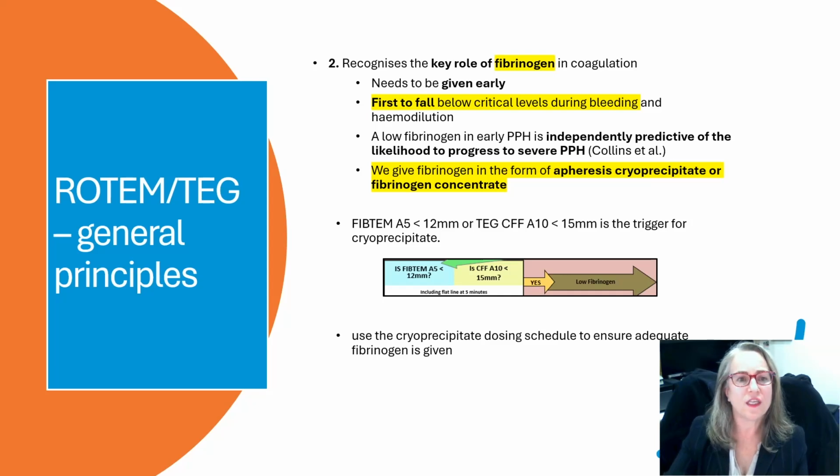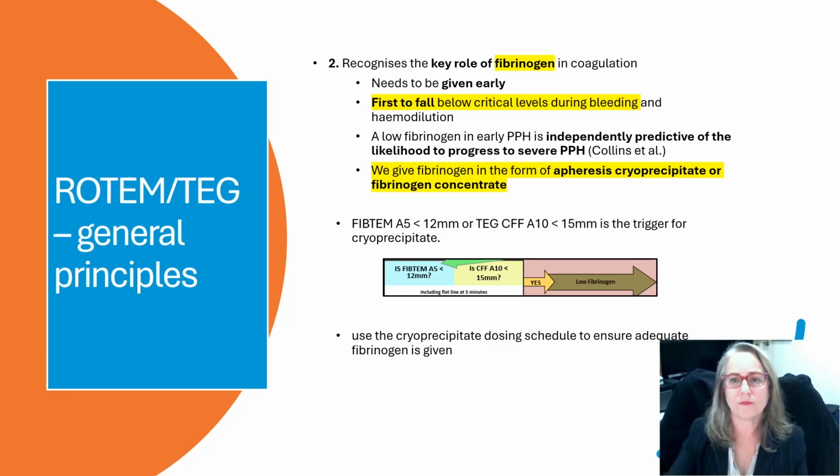So therefore, in summary of that, the general principle is that it recognises the key role of fibrinogen in coagulation, and fibrinogen falls first to critical levels during bleeding. So this is why we use goal-directed therapy. We know that fibrinogen falls first. A low fibrinogen in PPH is an independent predictor of your likelihood to have a severe PPH, and there's papers on that. And so we give it either as apheresis cryo or as concentrate.